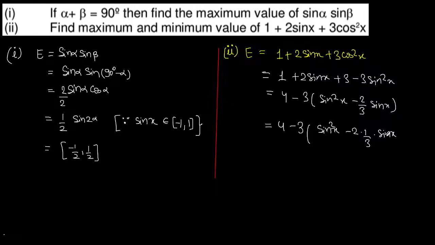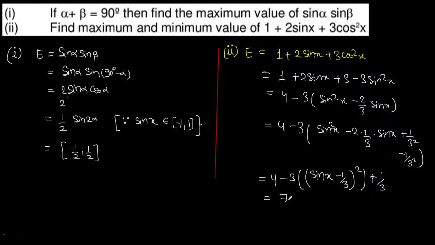Can we say it is 2ab? So we'll add 1 by 3 whole square and subtract 1 by 3 whole square. This is 4 minus 3 into sin x minus 1 by 3 whole square plus 1 by 3. Now it is what? 7 by 3 minus 3 sin x minus 1 by 3 whole square.